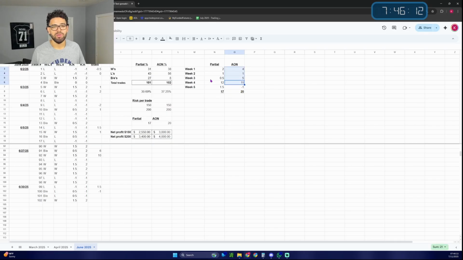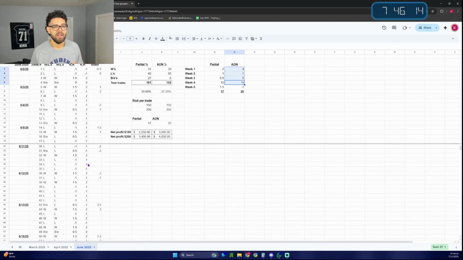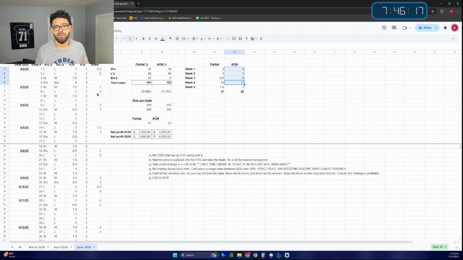But overall, no losing weeks. So as you guys see, the days, the losses are manageable. Most of the days are green, and overall the weeks are positive, and the equity curve just keeps growing. Here, the last thing I wanted to show you guys, the risk per trade.